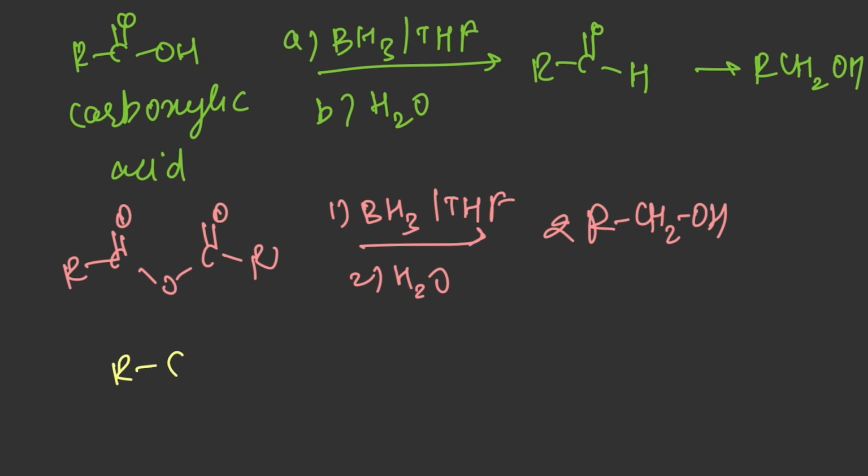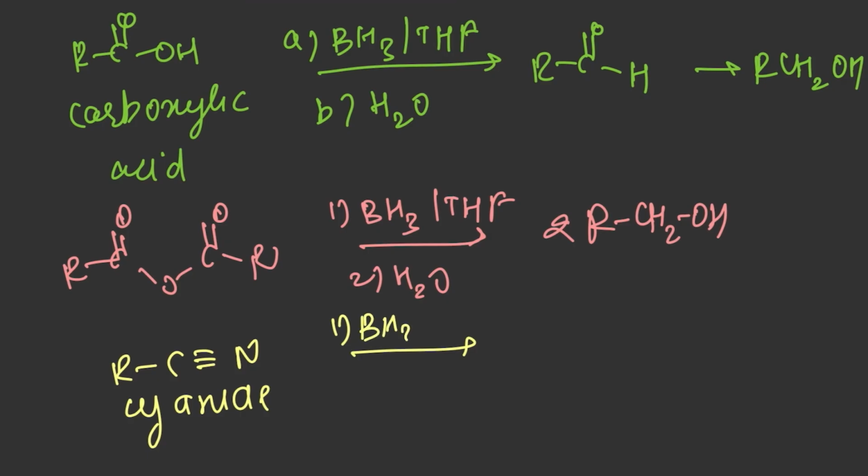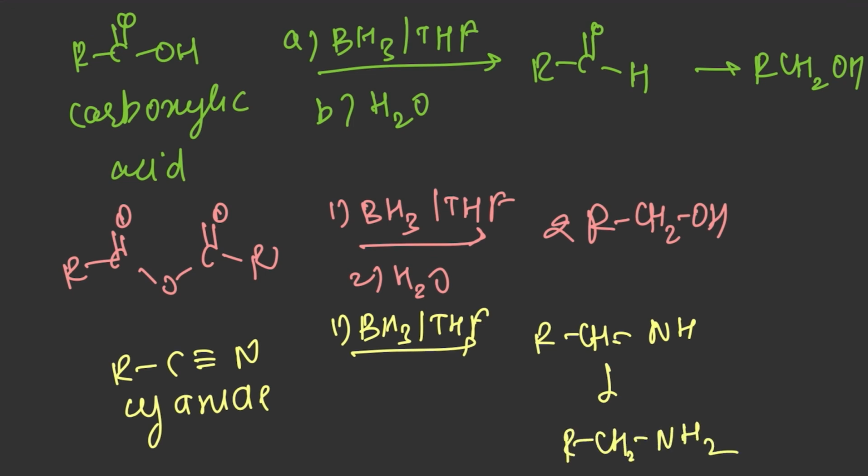Third we have RC≡N, cyanide. When it reacts with BH3 and THF, it forms RCH=NH. Further reducing, it forms RCH2NH2. All the mechanisms are the same. It gets absorbed and the bond breaks. All the things are the same.